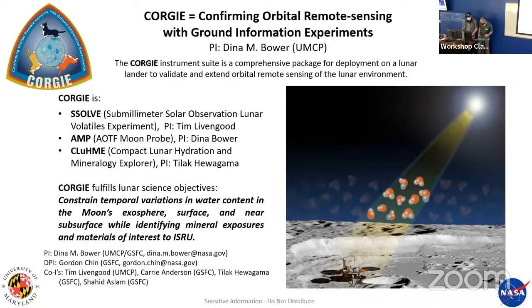All right. Hi, I'm Tim Livengood. I'm speaking for PI Dina Bauer and the Corgi team. Corgi is an instrument suite intended for the moon right now, combining orbital remote sensing with ground information experiments, consisting of 3 instruments: SSOLVE, the submillimeter solar observation lunar volatiles experiment; AMP, the AOTF moon probe; and CLUMI, the compact lunar hydration and mineralogy explorer. Our goal is primarily built around water at the moon, but we are capable of operating in any low pressure planetary environment. So Mars would be at the high end of our pressure regime, limiting us to just working on Mars, the moon, and a few 100,000 asteroids as possible targets.